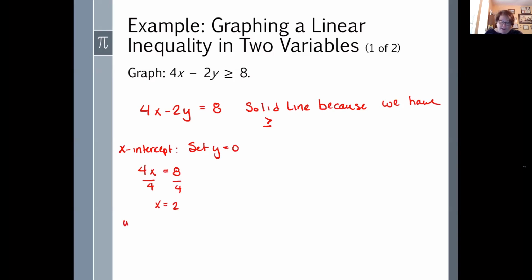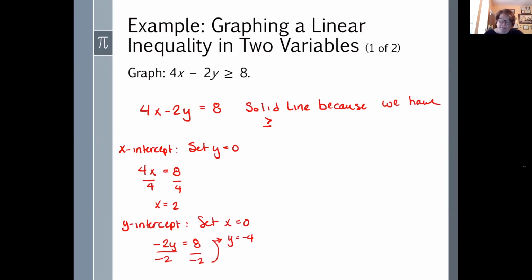To find the y-intercept, I set x equal to 0. And when I set x equal to 0, the x term goes away. Minus 2y equals 8. Divide by -2, and I get y is -4. So I'm going to plot those 2 points on the coordinate plane and draw a solid line.